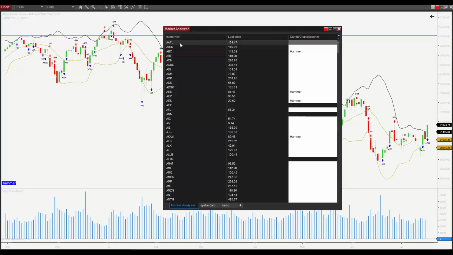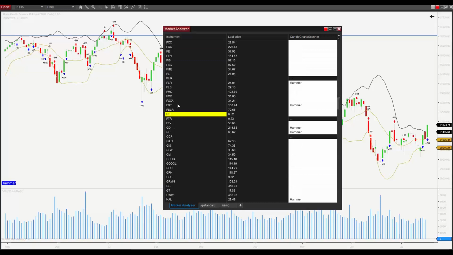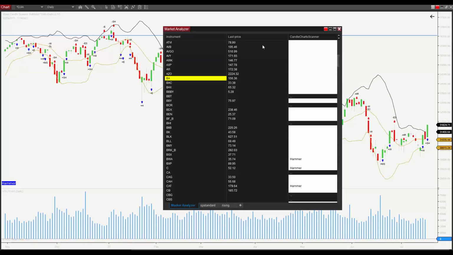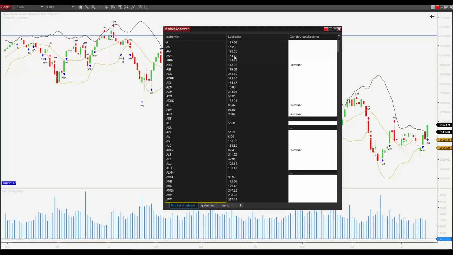So on daily charts, this is the S&P 500, all in alphabetical order. On the left, this is my instrument. I can have it as many columns as I want. So I can have other indicators. I can have a moving average crossover. I can do all kinds of things. All I wanted to find out with this market analyzer was, did I have a hammer on a daily chart in the last 8 days?